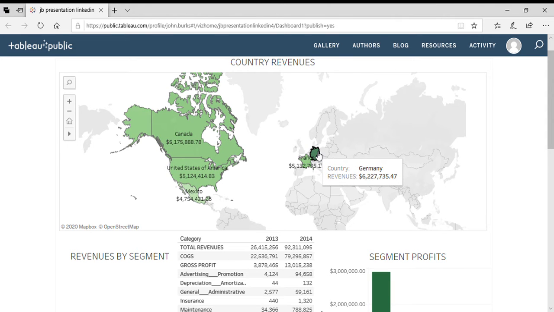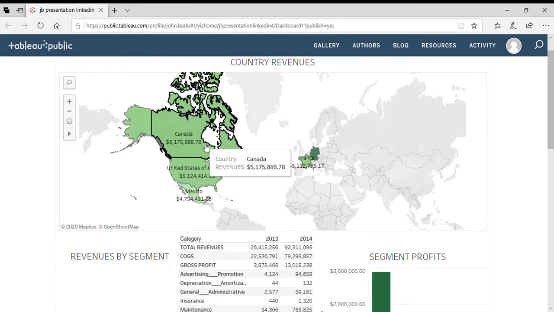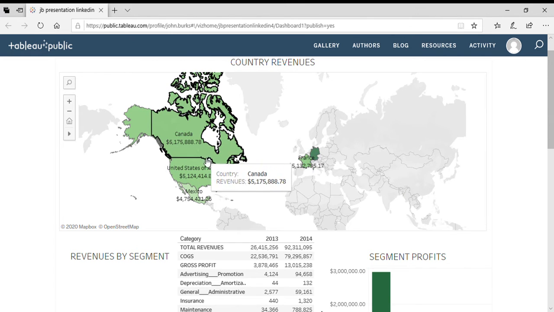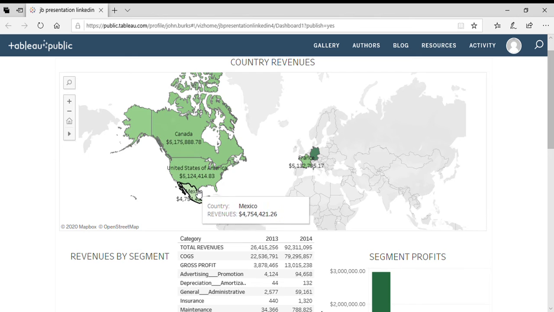What the colors are depicting is that the shades determine the level of revenue, meaning the country with the highest revenues will have a darker shade, and as those revenues decrease, the shades will also become lighter. For instance, Germany is dark green, and France, Canada, and the United States have a very similar shade because they are very close in revenues. And then the country with the least amount of revenue has the lightest shade, which is Mexico.